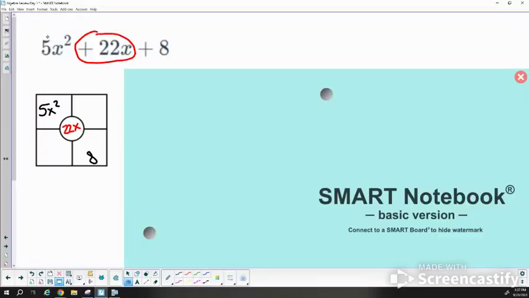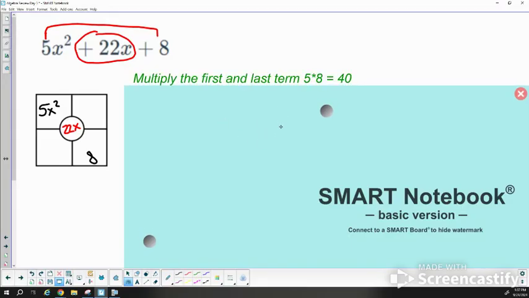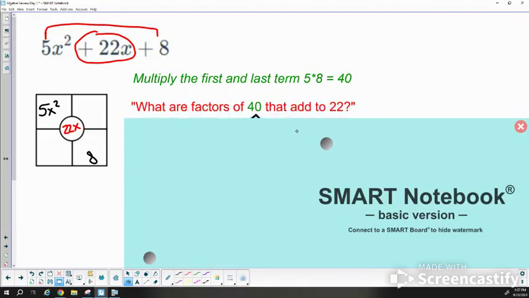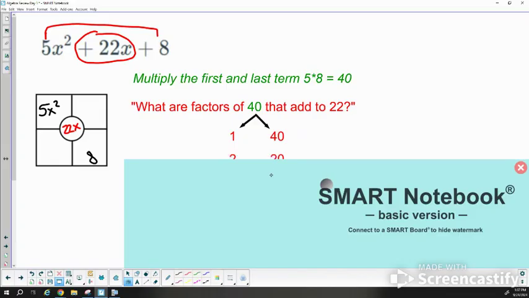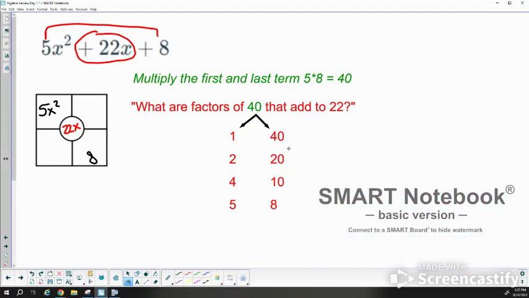Well, what are we going to do? We have to multiply the first and last term. So we get 5 times 8 is 40, and those are the factors we're looking for. What are the factors of 40 that add to the middle number, that add to 22? So again, if you're not sure, you can create a factor tree and you can list out all the factors of 40. But you might have figured out right away that 2 times 20 is 40, and 2 plus 20 is 22.